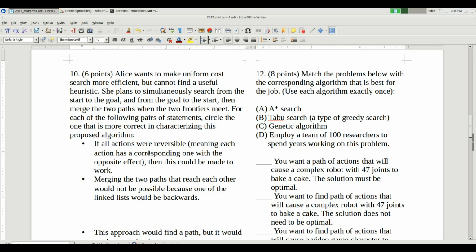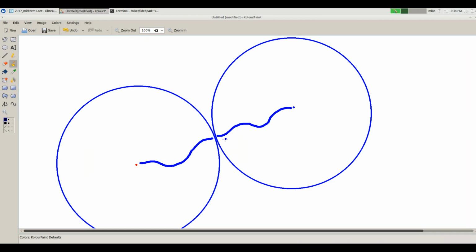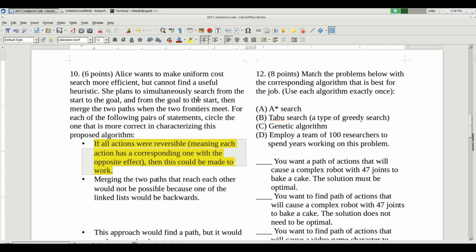Okay. If all actions were reversible, then this could be made to work. Or, nope, it couldn't be made to work. Could it or couldn't it? Yeah, it's the first one. But it does require that the actions be reversible, because there are certainly actions that are not reversible.